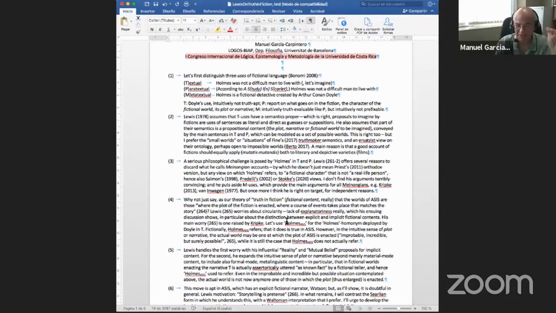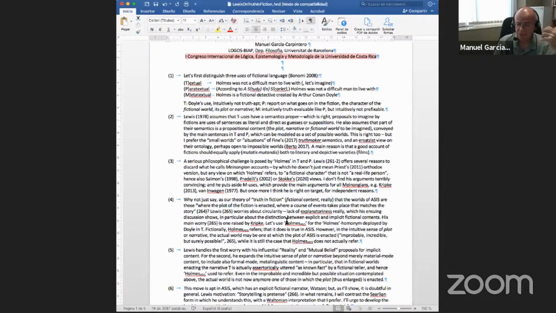This is one of the many controversial things I will say, and in this case it is one that I will not take up here. So Stefano Predelli, for instance, in a recent book that I will be mentioning, has been developing this Kripke Van Inwagen view that textual uses don't have a semantics proper, but as I say, Lewis assumes the opposite, and I think he was right. He also assumes that part of their semantics is a propositional content, which is the plot or narrative of the fictional world that we are trying to get at in paratextual uses.